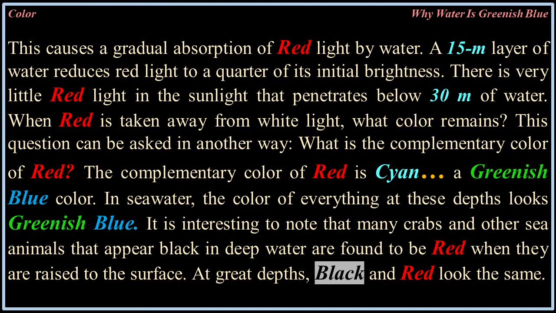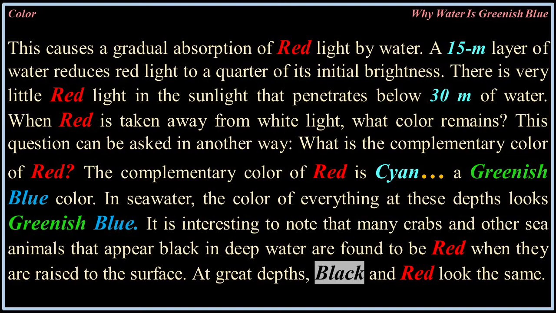This causes a gradual absorption of red light by water. A 15-meter layer of water reduces red light to a quarter of its initial brightness. There is very little red light in the sunlight that penetrates below 30 meters of water. When red is taken away from white light, what color remains? This question can be asked in another way. What is the complementary color of red? The complementary color of red is cyan, a greenish blue color.